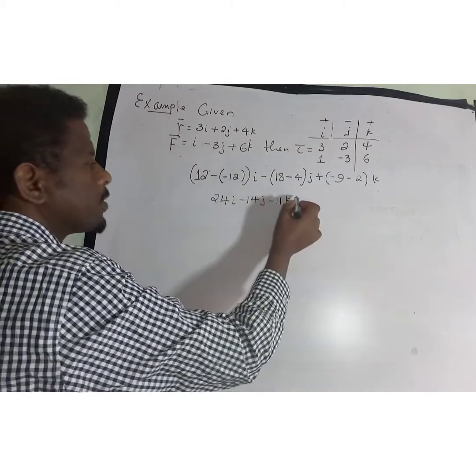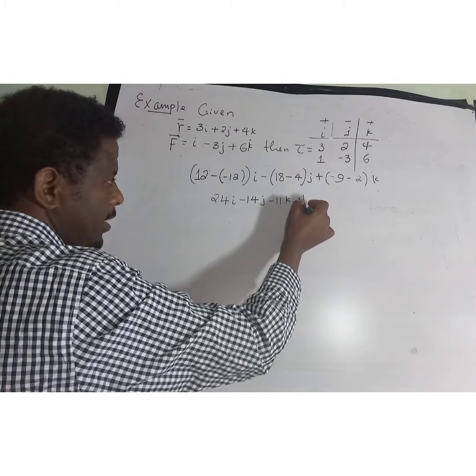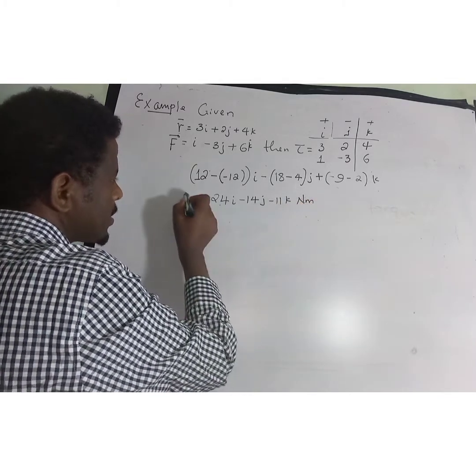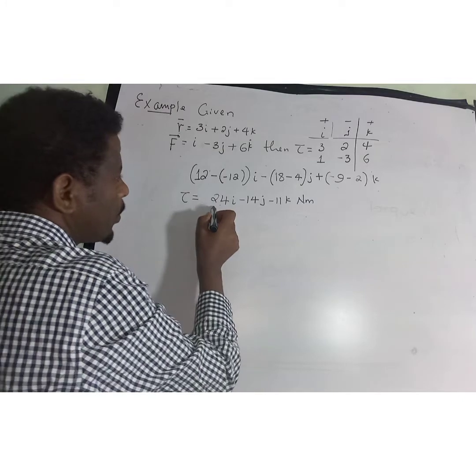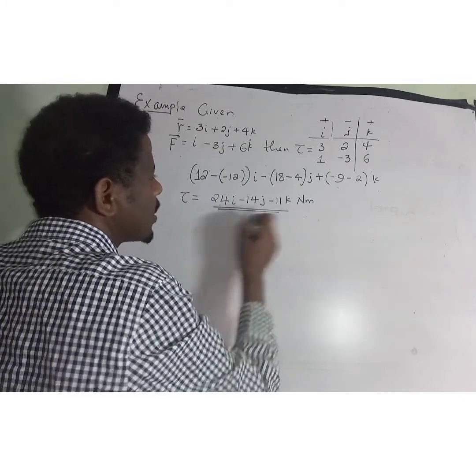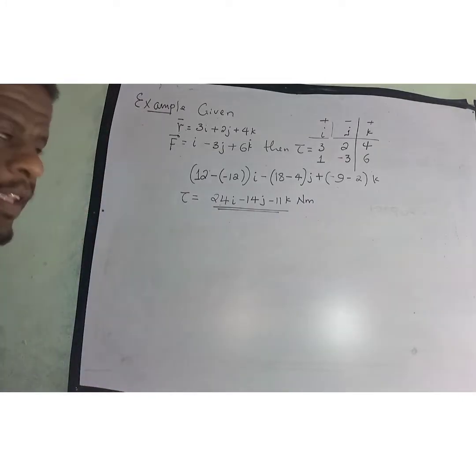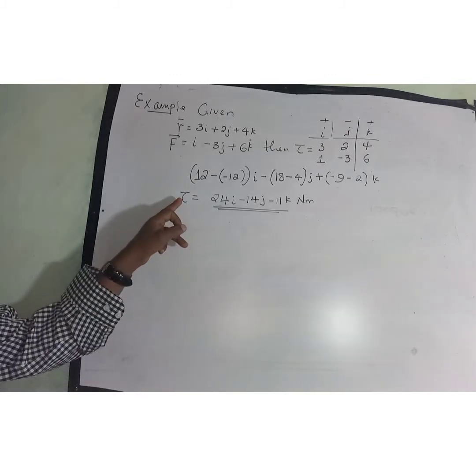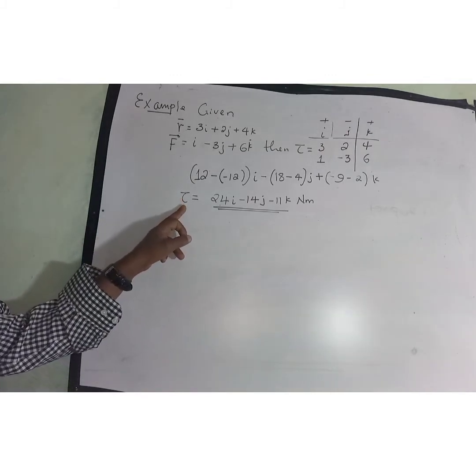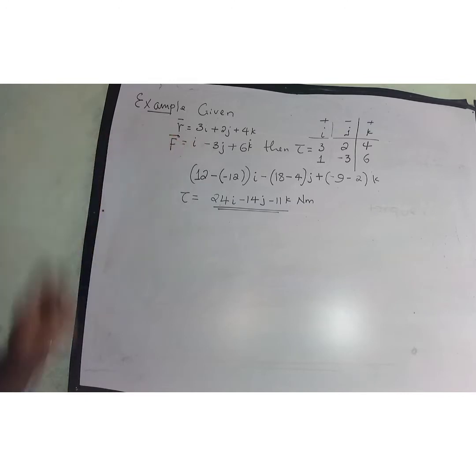The unit of torque is Newton meter. Therefore, torque is equal to 24i minus 14j plus 7k. The direction of torque is perpendicular to both force and position vector.